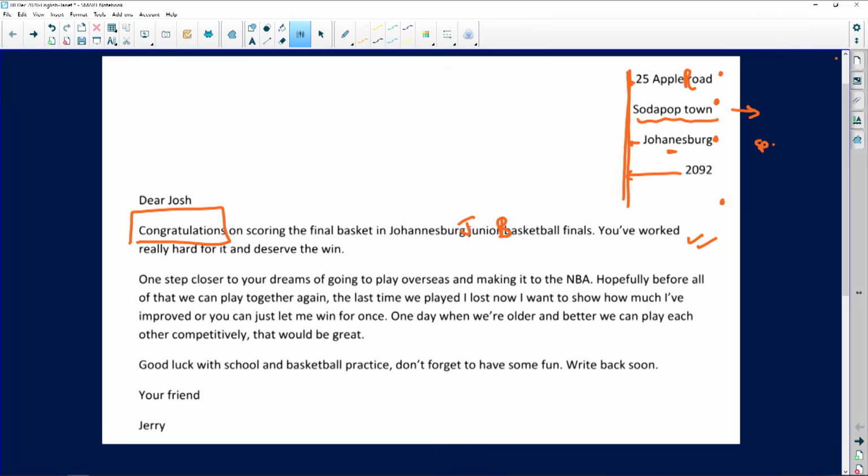But I can't see if this is idea number 1. Josh wants to go overseas. Fine. Then this is idea number 2, and it's not a development. Then the child doesn't know that a sentence ends with a full stop, which is quite irritating. The last time we played, I lost. End of a sentence. Let's be pedantic.